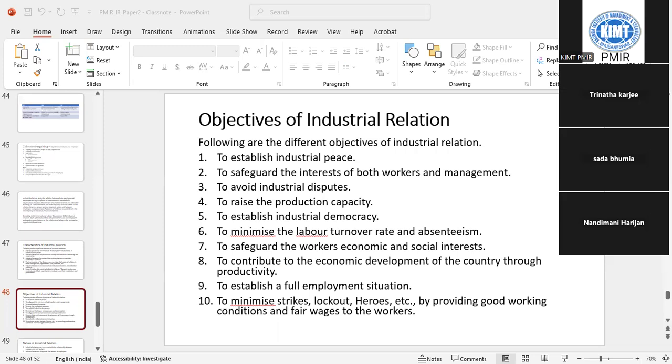To safeguard that, to look after that interest. So that is another objective of industrial relations: to safeguard your economic and social interest.